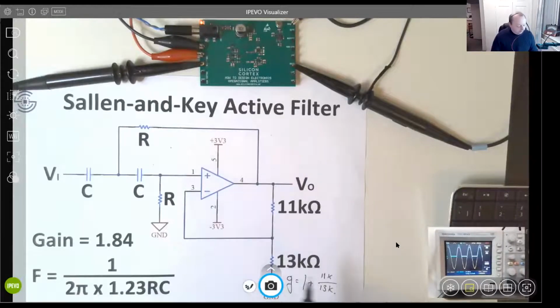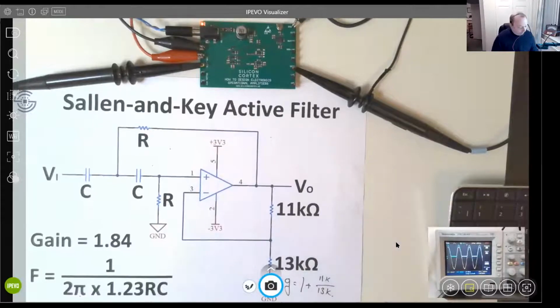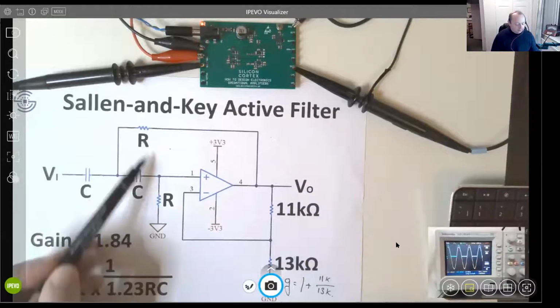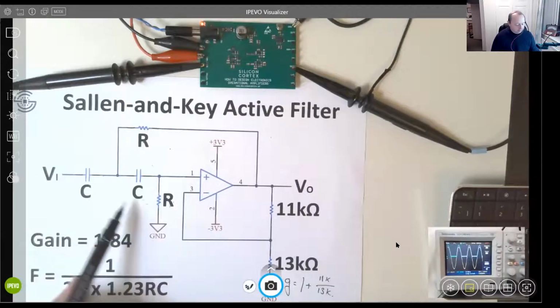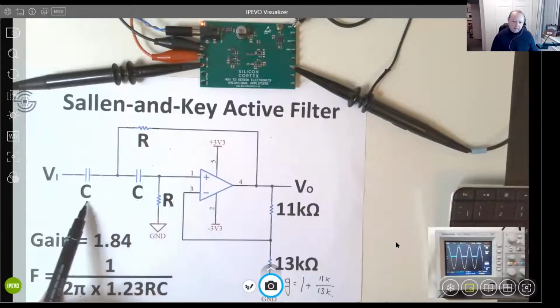But for the filtering, there's a slightly different equation. 2 pi, that essentially means 3.14. When we talk about filters, I'll explain a little bit more about that. For now, just take it as this is a piece of genius. And then the frequency is these two capacitors and these two. So these two must be the same resistor value, and these two must be the same as well.